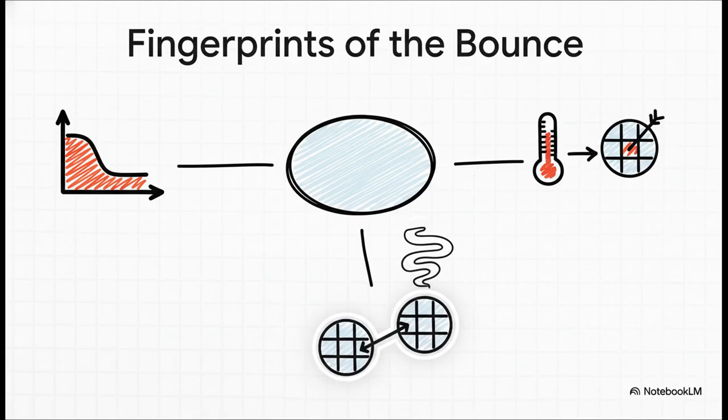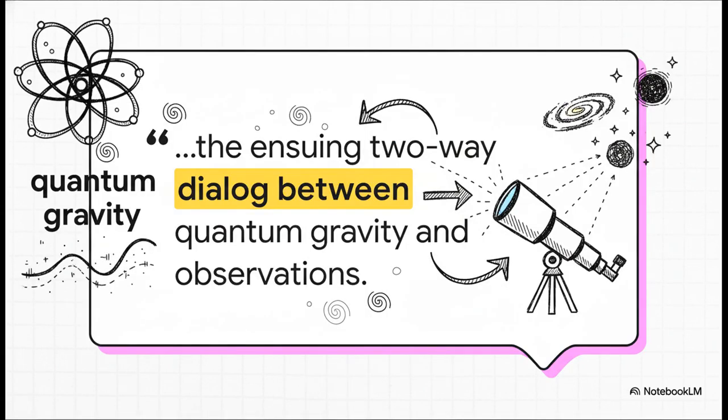And the real killer prediction, the one that would be a total smoking gun, is a unique suppression in what's called the EE correlation signal. If we find that specific signature, well, that's an echo from before the bounce that other theories are going to have a really hard time explaining away. And this is what is so profound about all of this. It means we're starting to have, as the researchers put it, a two-way dialogue between quantum gravity and observations. We can literally use our telescopes to test ideas about the fundamental pixels of reality itself.